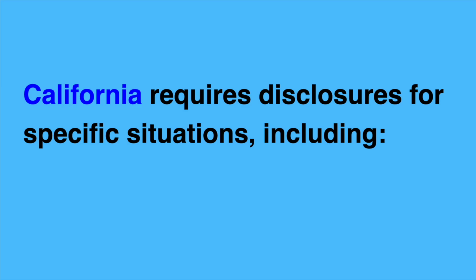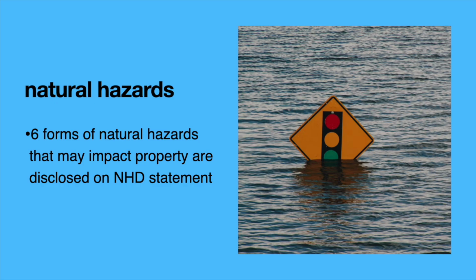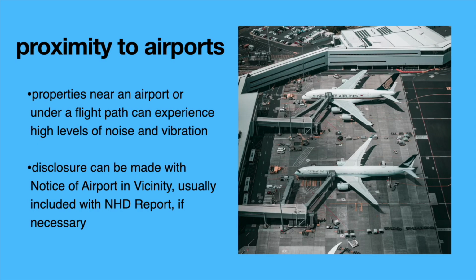California law requires disclosures for specific situations, including Megan's Law. While it isn't the seller or the seller's agent's responsibility to research registered sex offenders in the area, the sales contract must include a disclosure as to the existence of a public database where this information may be obtained. Natural hazards: 6 forms of natural hazards that may impact the property are disclosed on the NHD statement. Proximity to airports: properties near an airport or under a flight path can experience high levels of noise and vibration. Disclosures can be made with a notice of airport in vicinity, which is usually included in the NHDR if necessary.